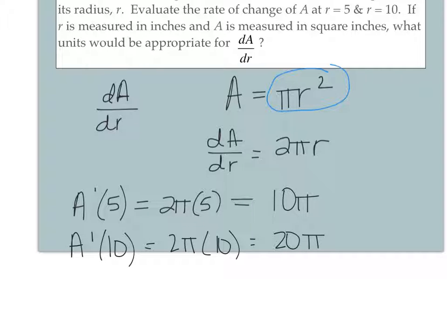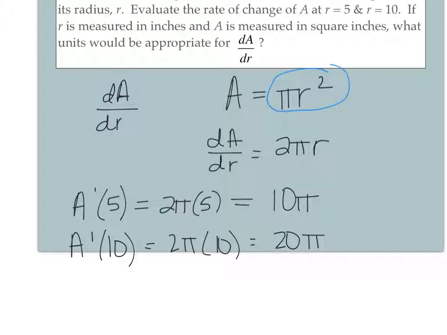What that means is that as the radius is increasing, the rate of change of the area is increasing as well. The area is getting bigger and bigger, faster and faster, because this is the rate at which the area is changing. That makes sense because you're squaring the radius. When you square a number that's larger, it's going to get much larger.